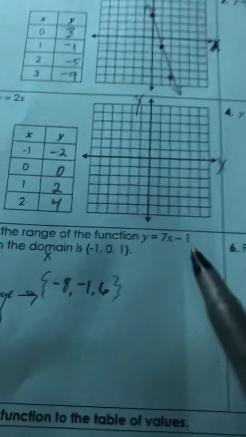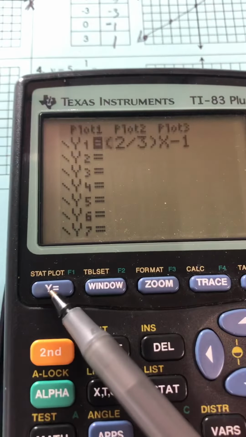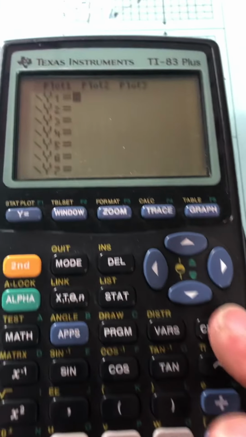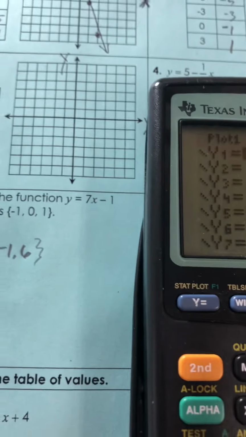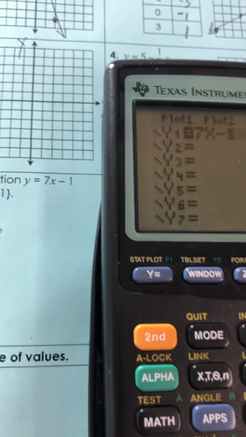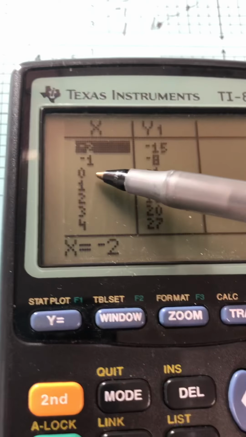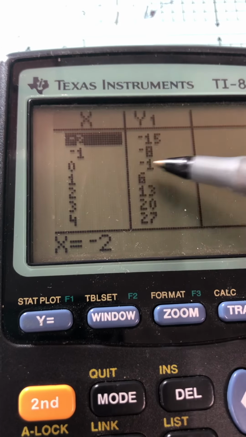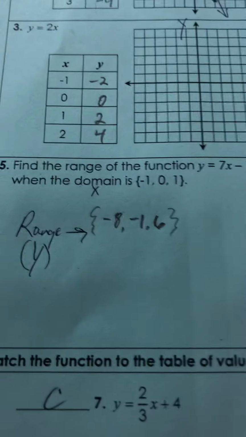Okay, and for the equation that you type in there, clear it, and you're going to just type it in like you've been doing, 7x minus 1. Hit the table, and then you're going to look for -1, 0, 1. See how I got that? -8, -1, 6. Okay, that's how you're going to do it.